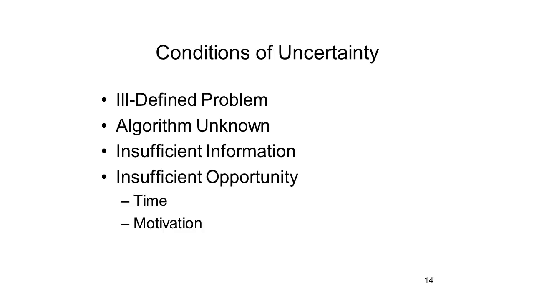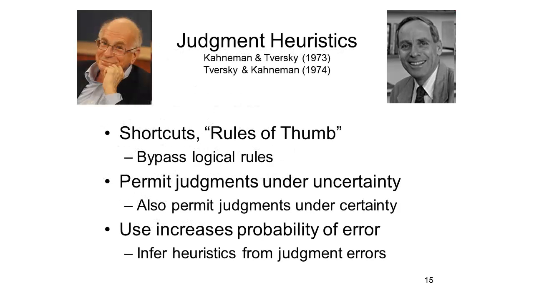Under these circumstances, when algorithms cannot be applied, we have to do something else. For one reason or another, the algorithm is just not going to get us to the solution to the problem. So what do we do under conditions of uncertainty? We have to do something. We can't just not solve the problem. Under these circumstances, when algorithms cannot be applied, it appears that people rely on what are known as judgment heuristics, shortcuts or rules of thumb that bypass the logical rules that are represented by problem-solving algorithms.